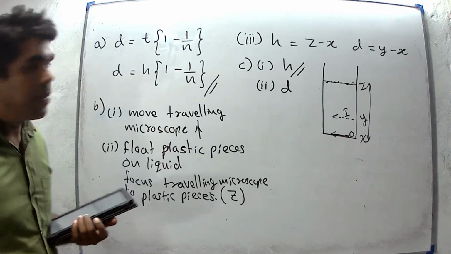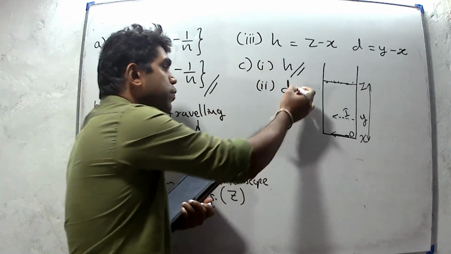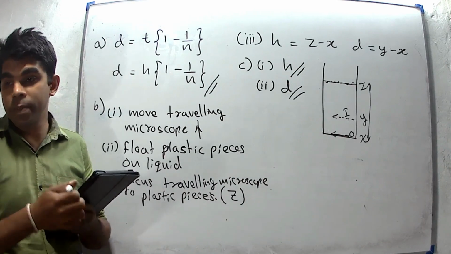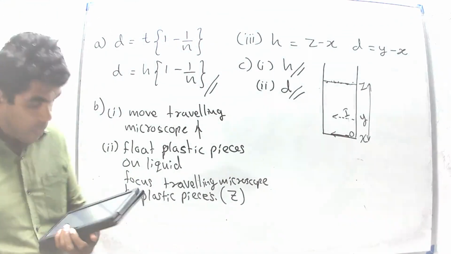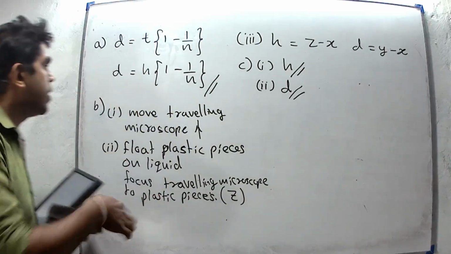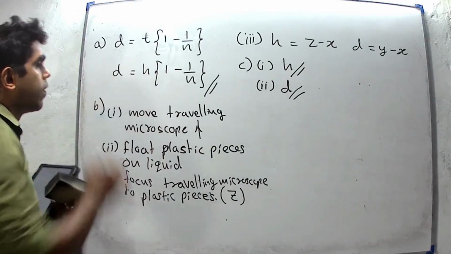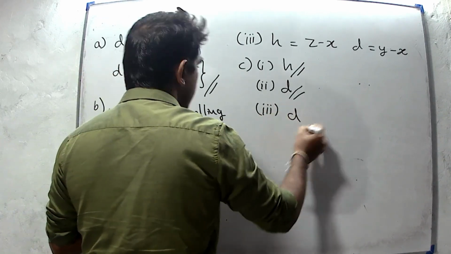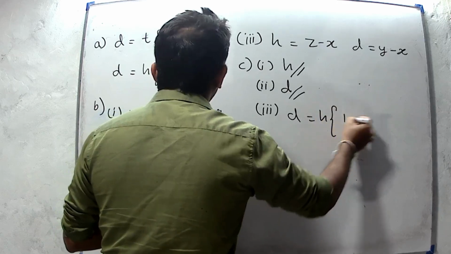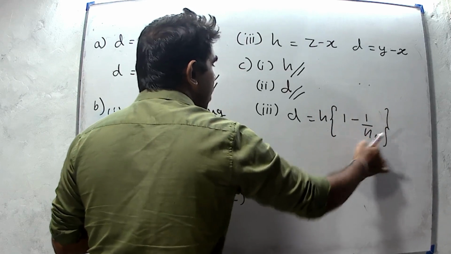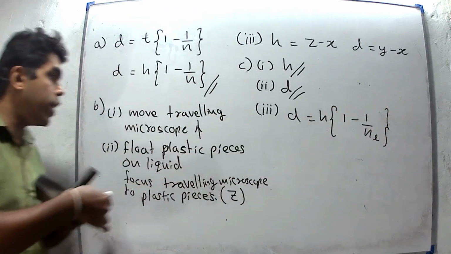Or we can write H is height of liquid column, D is apparent displacement. Clearly labeling the axis, sketch the graph you would expect. We can get the equation D equals H into 1 minus 1 over NL. Then using liquid we have to substitute N as NL in liquid.